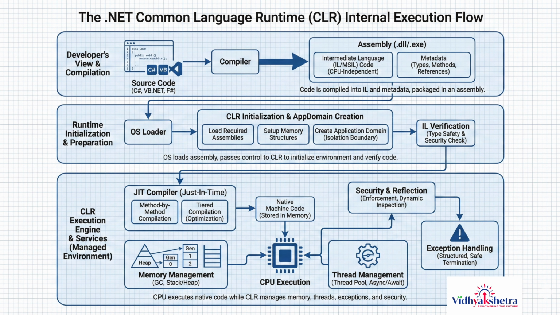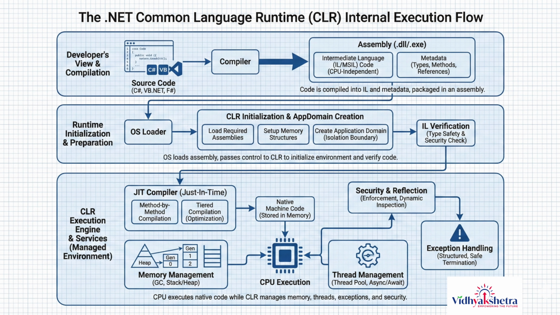CLR also manages stack and heap memory separately. The stack is used for method calls, parameters, and local variables. It follows a last-in first-out structure and is cleaned automatically when methods return. The heap is used for reference types such as class objects and arrays. Understanding the difference between stack and heap helps developers write more efficient code and avoid unnecessary object allocations.